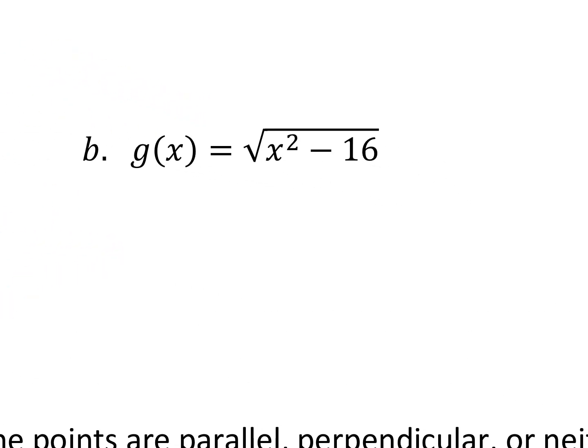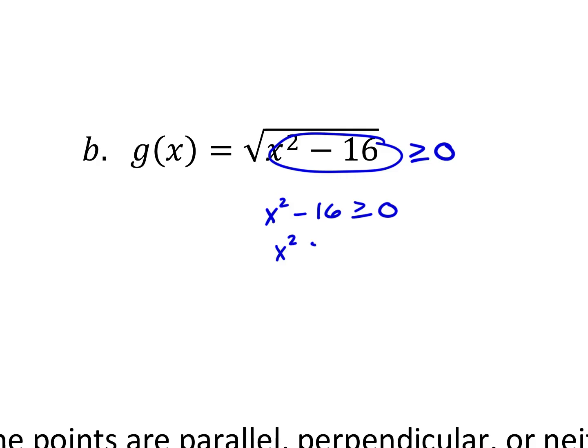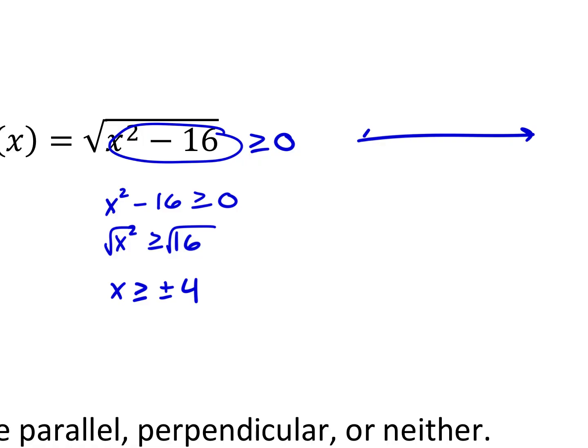For B, since we have a square root, whatever's under the square root, we would set greater than or equal to 0 because we can't have a negative under our square root. So x squared minus 16 is greater than or equal to 0. Add 16 to move it to the other side. Square root both sides. So x is greater than or equal to what? Plus or minus 4. Perfect. Square root of 16 would be 4. So we technically have 2 answers here. Just to see it visually, we've got negative 4 and positive 4. X could either be talking about the values in between these 2 numbers or outside of these 2 numbers.